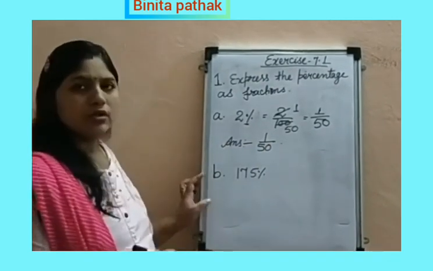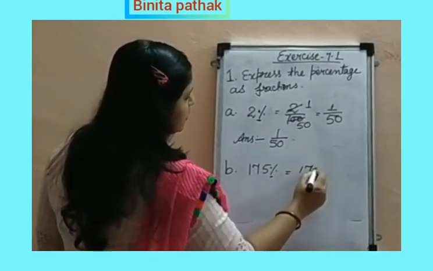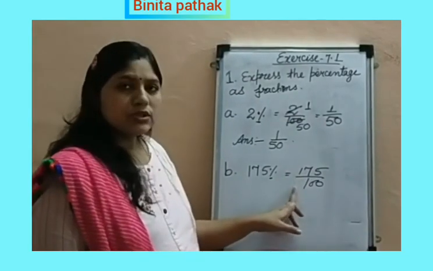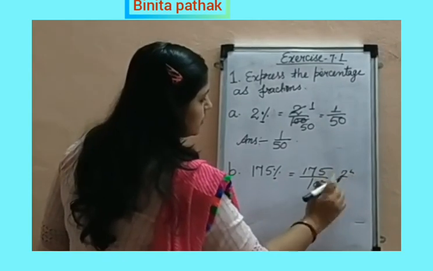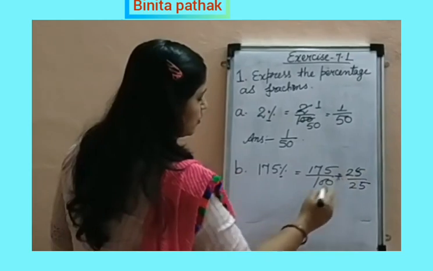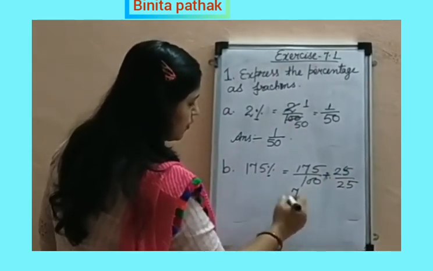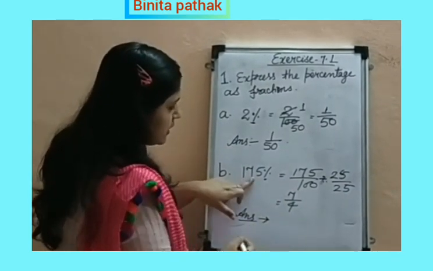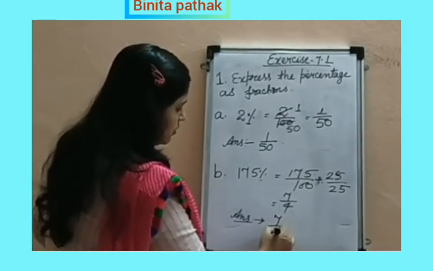Now question number B. 175%. When we remove the sign of percent, it will be 175 upon 100. Both the numbers can be cancelled by 25. Divided by 25 upon 25. When you divide it by 25, it will be 7 upon 4. So the answer is, percentage is 175% and in fraction it will be 7 upon 4.